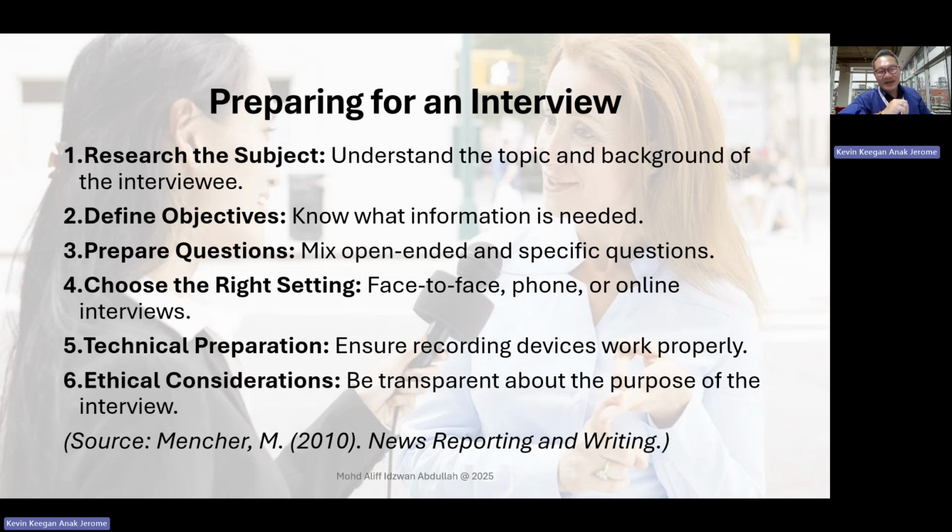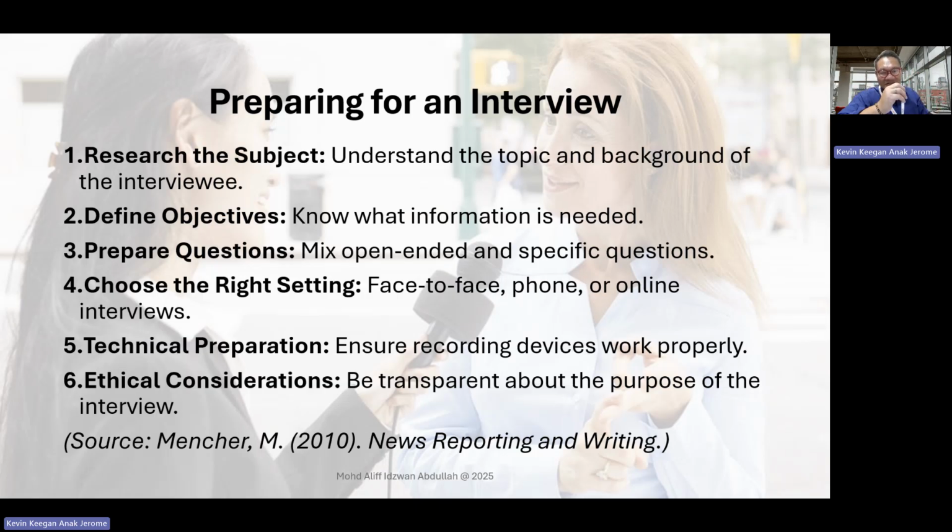Now, to prepare for an interview, you have to research the subject and understand the topic. Then you define the objective, what you want from this interview. Prepare questions, open-ended and close-ended. The setting: face-to-face, on the phone, or online. Technical preparation: if you're using online, make sure the line and Wi-Fi are stable. If you face to face, make sure the recording device is on, whether you want to video it or record on a recorder, and make sure everything is properly working.